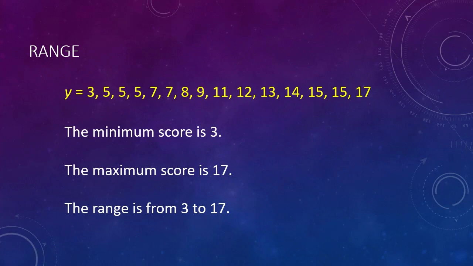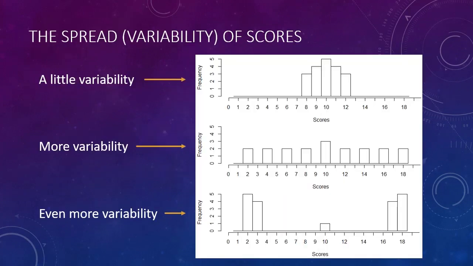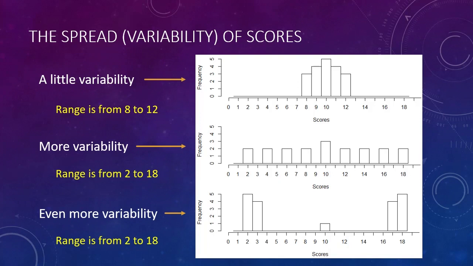Sometimes you will hear range defined as the maximum minus the minimum, but I personally never do this. I consider it more informative to say that the range is from 3 to 17 than to say that the range is 14. Let's look at the range for each of our three examples. In the first example, the range is from 8 to 12. In the second example, the range is from 2 to 18, so this indicates more spread of scores than in the first example. Yet in the third example, the range is also from 2 to 18.